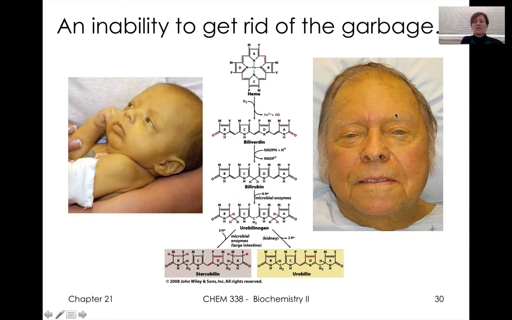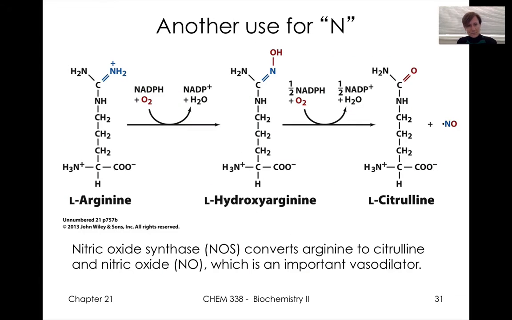Cirrhosis of the liver generally leads to jaundice, and that's because of the inability of the liver to do its initial chemistry to facilitate this process.